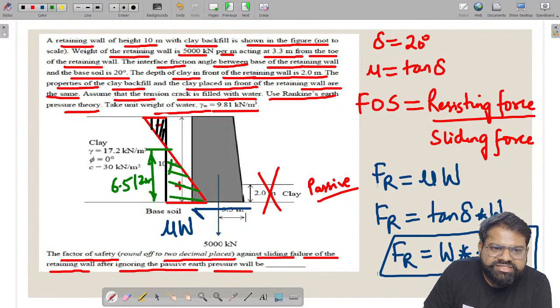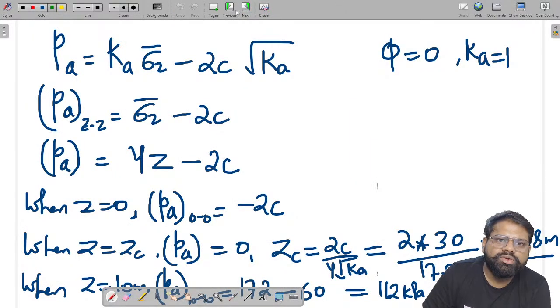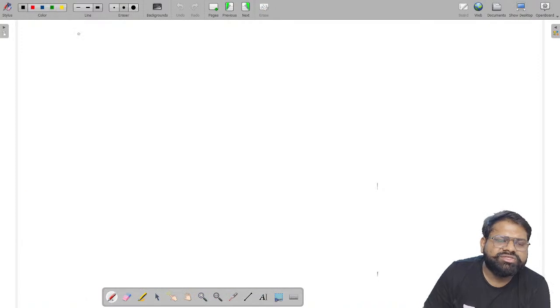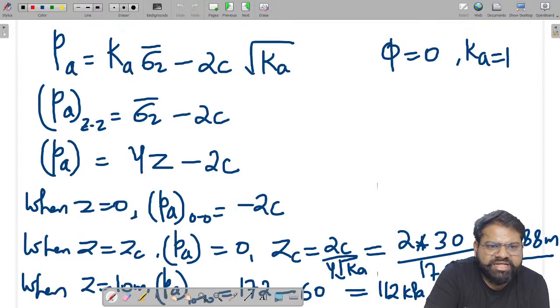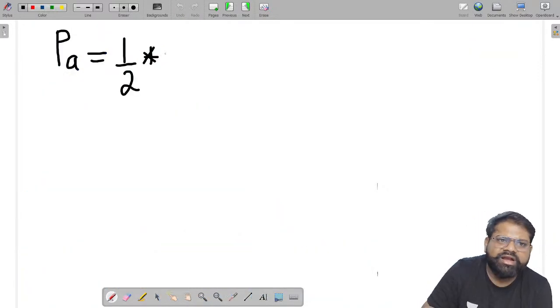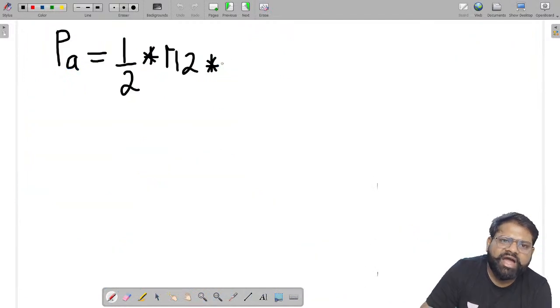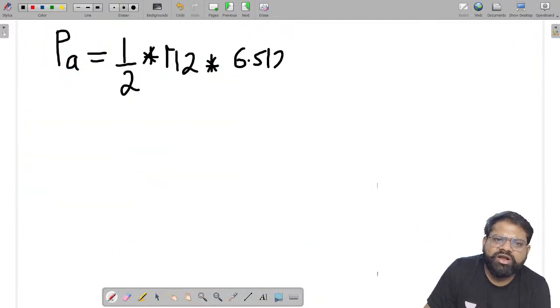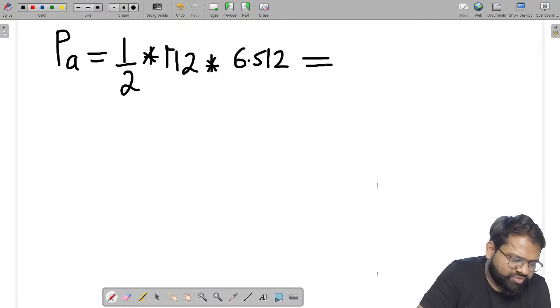So by using this pressure diagram, you will calculate the thrust. The value of thrust, that is PA, will be equal to 1 upon 2 multiplied by base. What is base? Base is equal to 112, multiplied by height, which is 6.512.